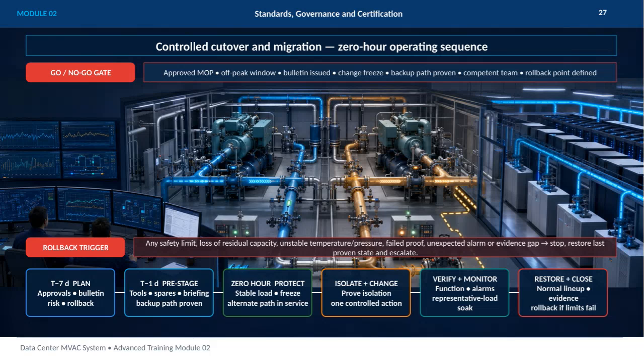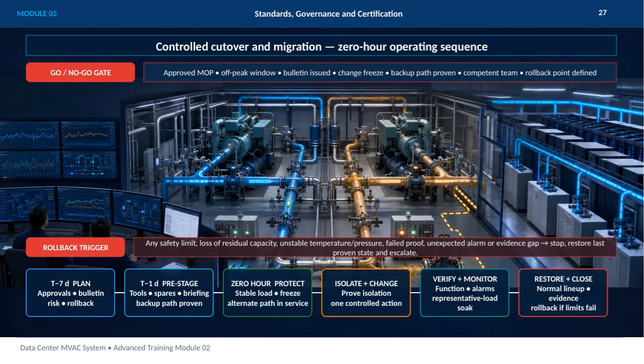Here we have the controlled cutover and migration process, often called the 0-hour operating sequence, which is critical for ensuring a smooth transition in our data center MVAC systems. The process begins at T-7 days with the planning phase, where we secure all necessary approvals, issue bulletins, and define the rollback strategy to manage any risks.